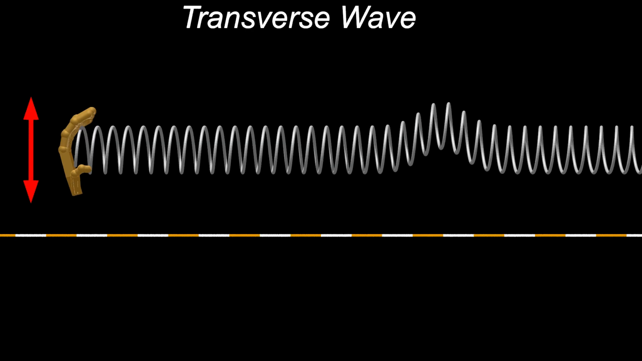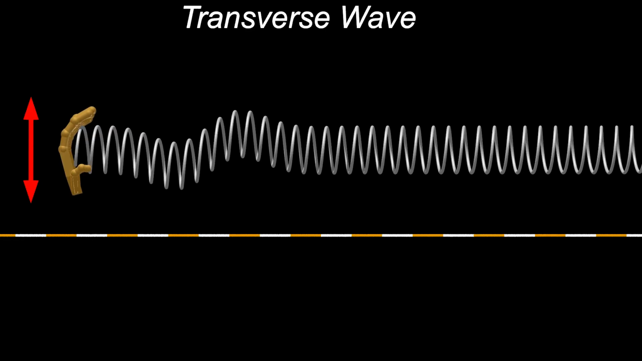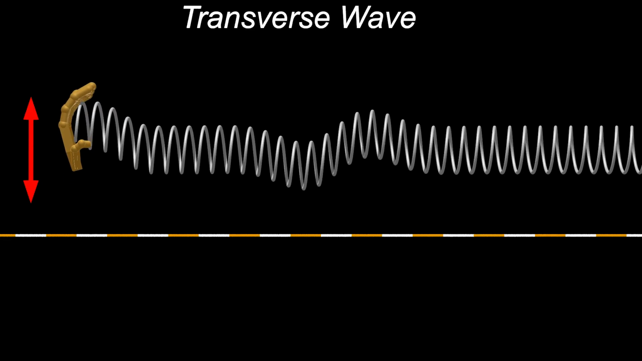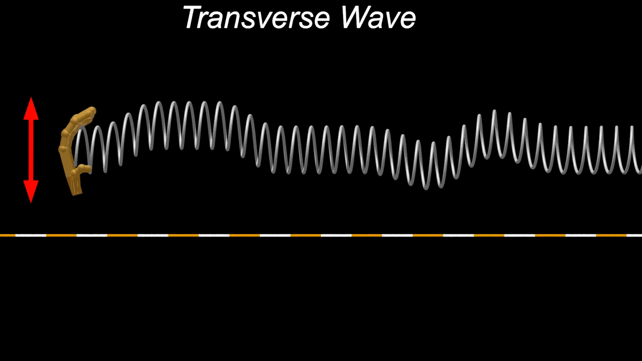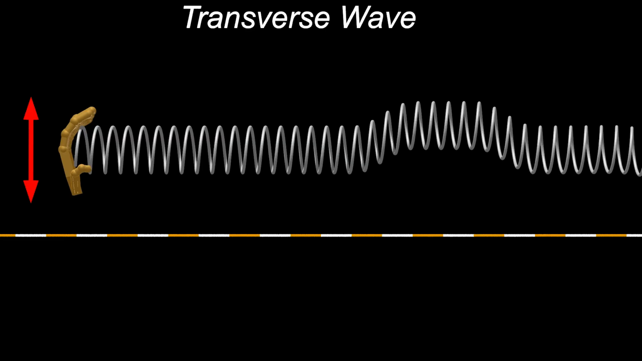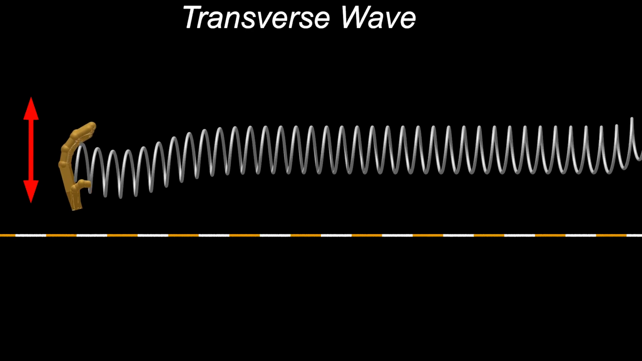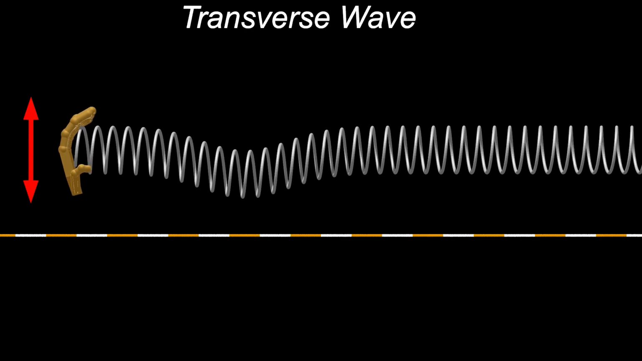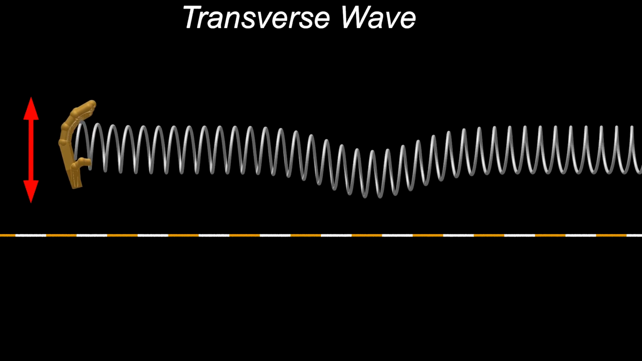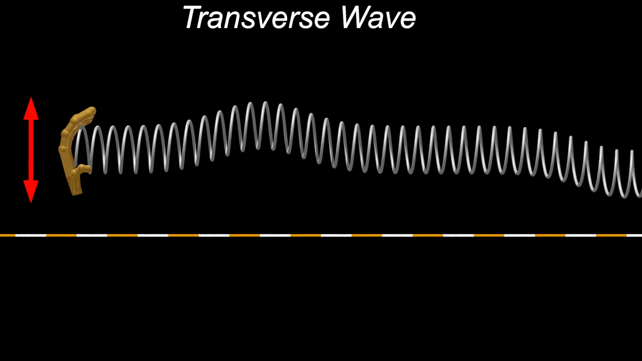The wave shape travels along the spring, moving away from the hand. The wave moves horizontally even though the coil motion is vertical. This type of motion is called a transverse wave. In a transverse wave, the disturbance is perpendicular to the wave's velocity.